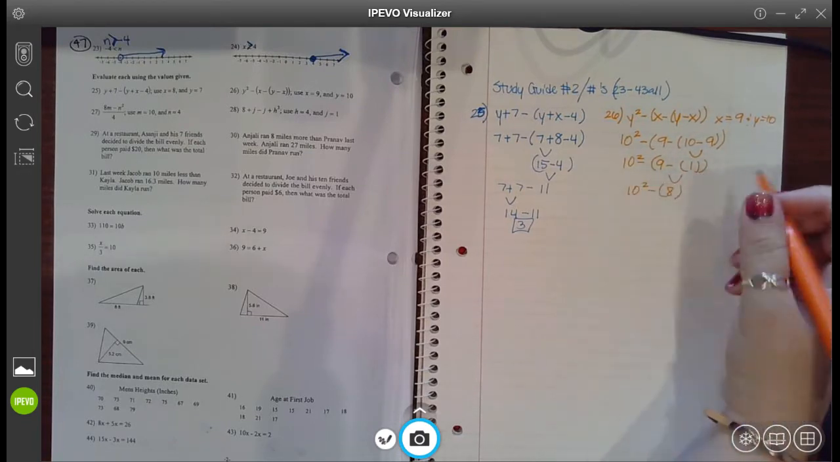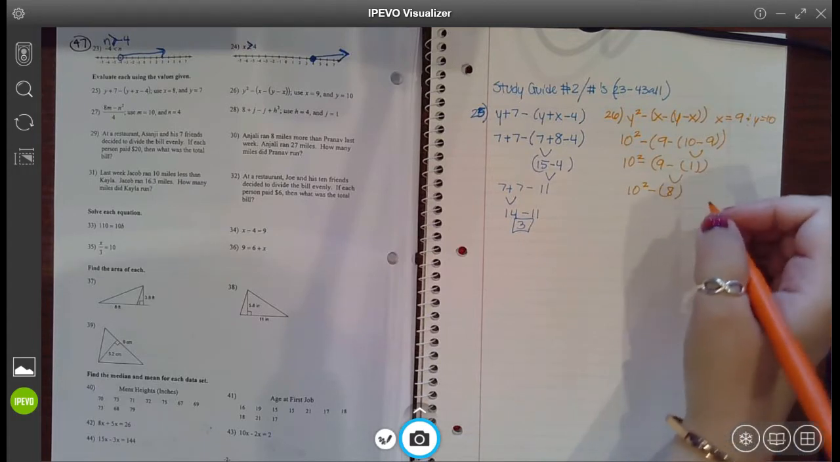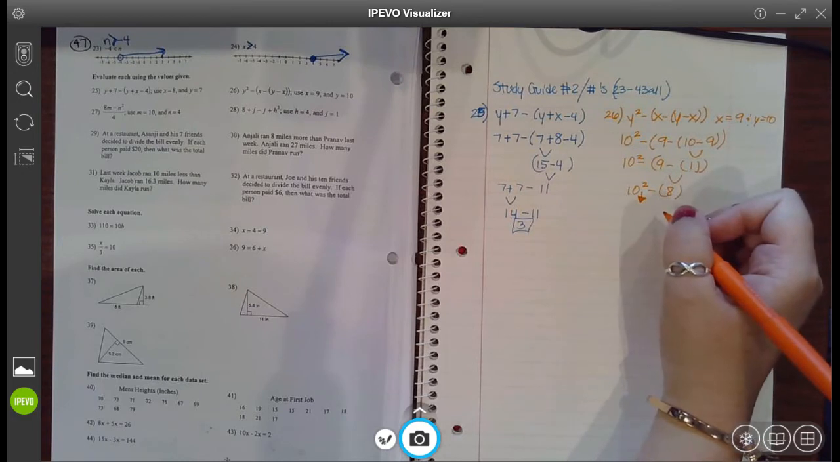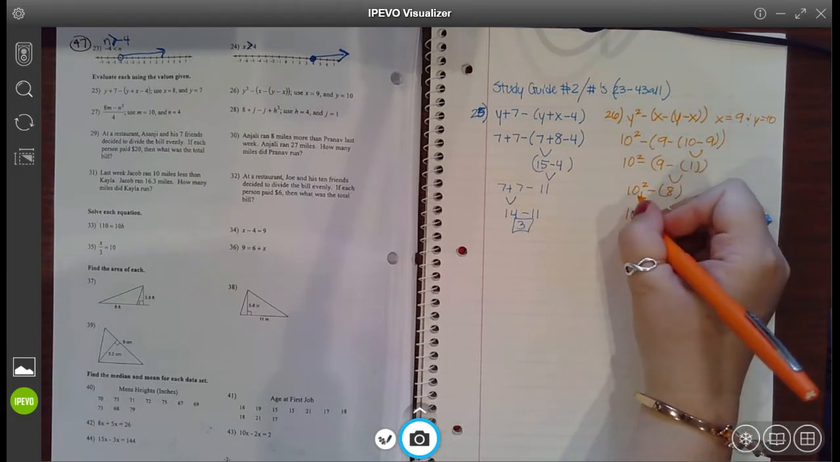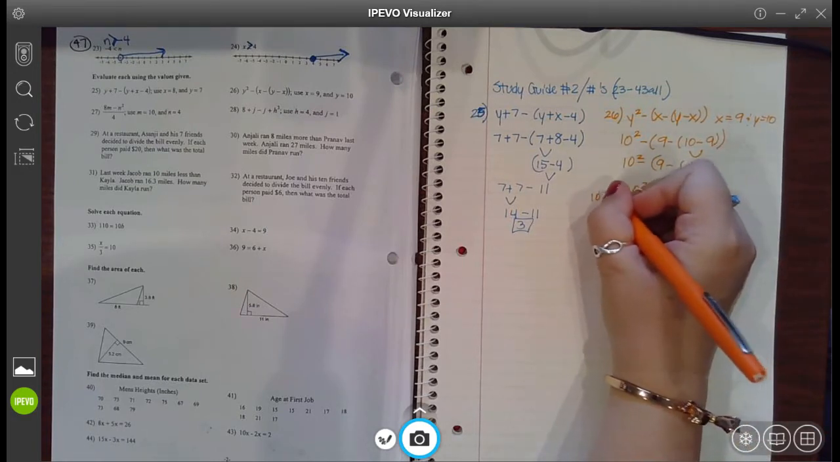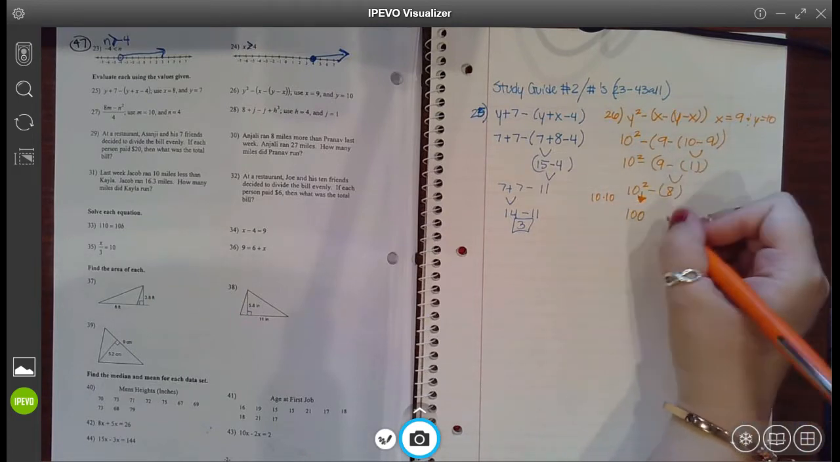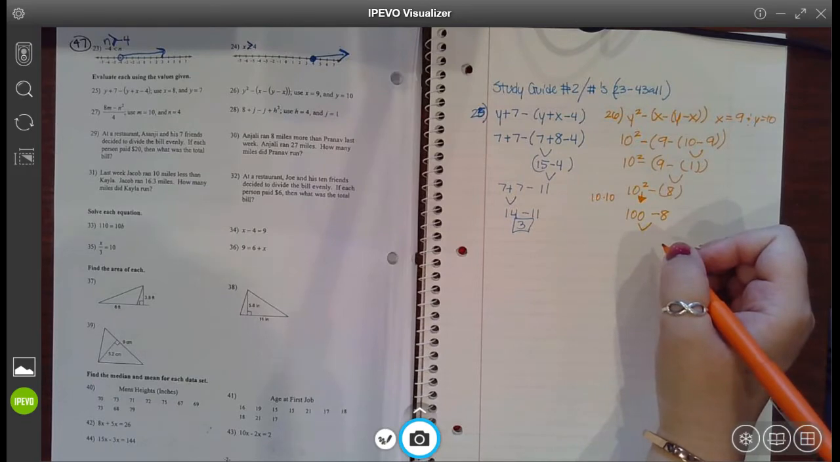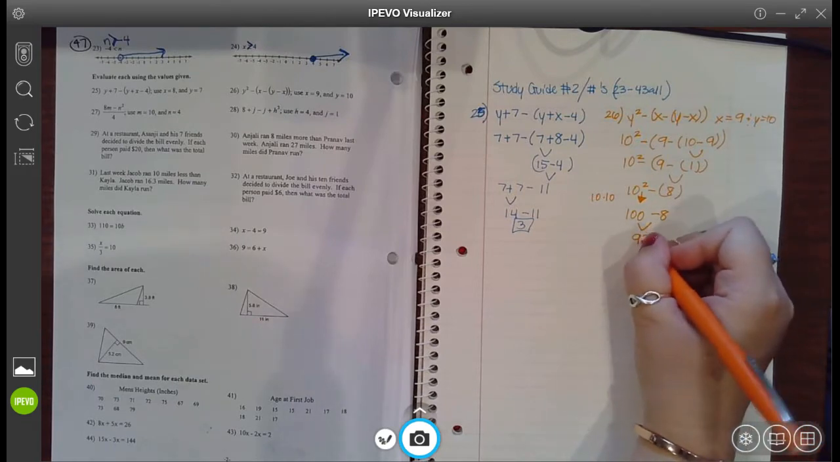All right, and now you have your parentheses down to a single number. So after parentheses come exponents. 10 squared is what? It's not 20, it's 100, because 10 squared means 10 times itself 2 times. So 10 times 10 is 100. Bring down your minus 8, and 100 minus 8 is 92.